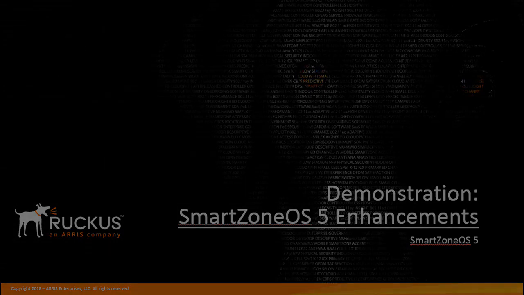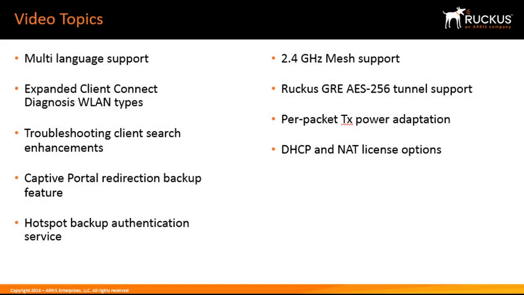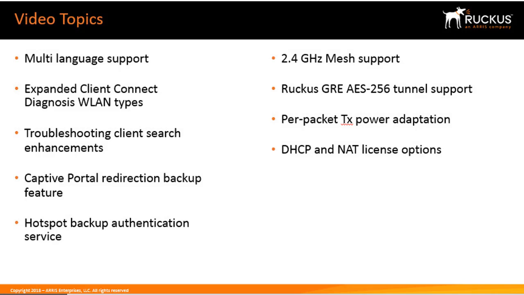Items that will be discussed in this video are multi-language support, expanded client connection diagnostics, wireless LAN types, troubleshooting client search enhancements, captive portal redirection backup features, the hotspot backup authentication service, 2.4 GHz mesh support, Ruckus GRE enhancement of tunnel encryption of AES 256, Per-Packet Transmission Power adaption, and DHCP and NAT license options. So let's get started.